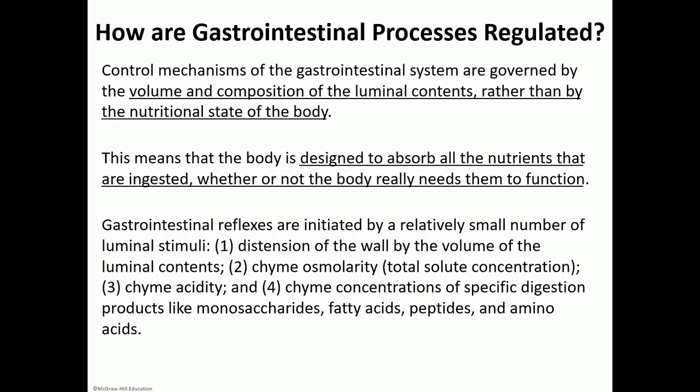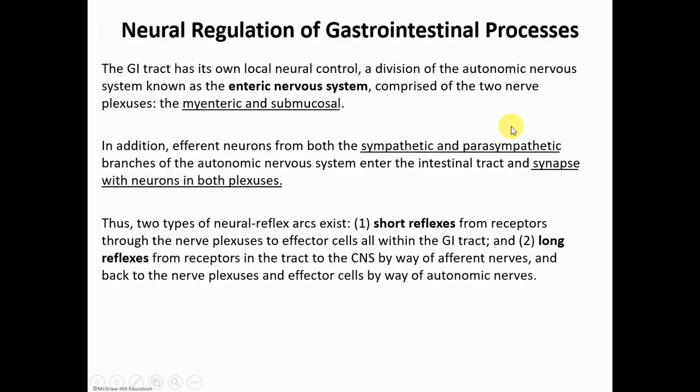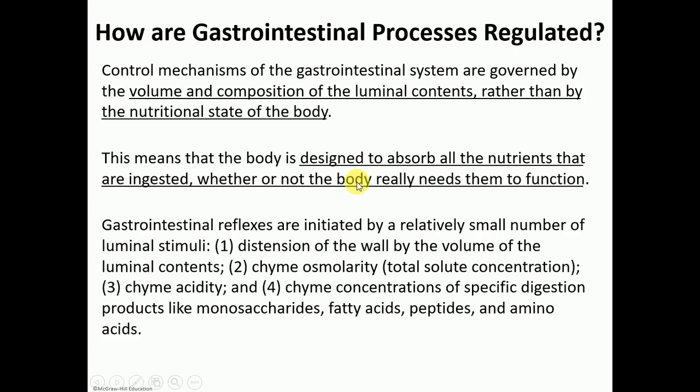So how is the GI process regulated? Well, the gastrointestinal system is made to digest and absorb anything you eat. So it really is not going to depend on the needs of the body. It is going to depend on what we eat. So it's designed to absorb all of the nutrients that are ingested, regardless whether the body actually needs them or not. And it's really governed by the volume and the composition of what we eat, rather again than the nutritional status of the body.